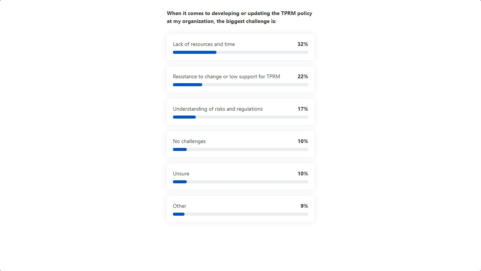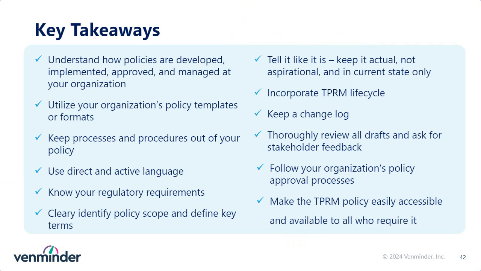All right, let's finish up with some key takeaways. In the beginning, you need to understand how policies are developed and implemented at your organization, and you're going to need to use the right templates or formats. We want to make sure we're keeping processes and procedures out of our policies. We're going to put those in other documents. We need to make sure that we're using that direct and active language. Get away from the word shall. Be very clear. Use must, must not, should, may.